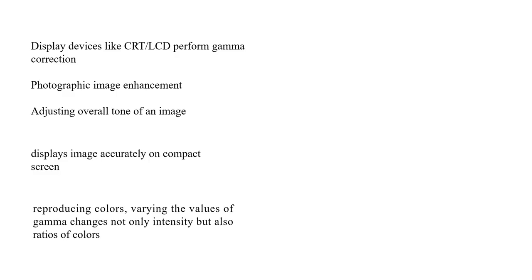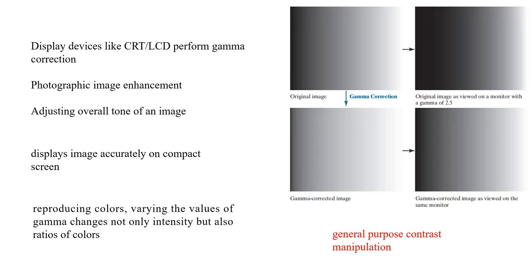because varying the value of gamma changes not only the intensity but also the ratios of red to green to blue in a color image. Gamma correction has become increasingly important in the past few years as the use of digital images for commercial purposes over the internet has increased. You can see this figure here. This is general purpose contrast manipulation; gamma correction can be useful for general purpose contrast manipulation.